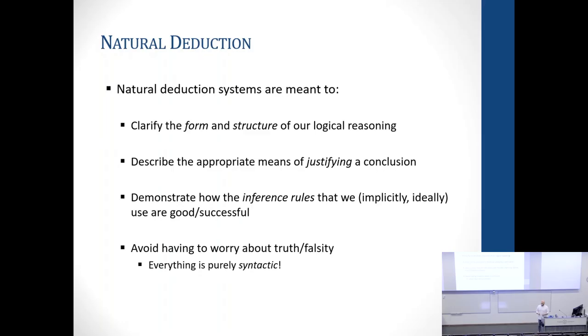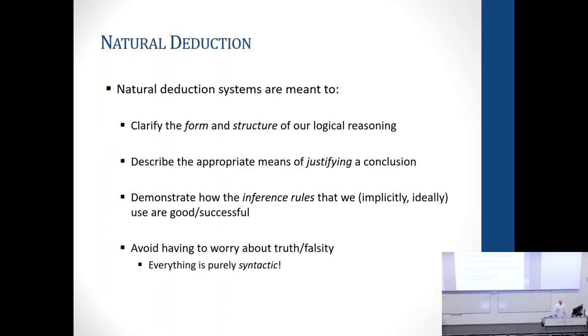In this way, natural deduction systems are meant to do a bunch of things. To clarify the form and structure of our logical reasoning, because a good natural deduction proof will show you the path of reasoning that a reasoner would take to go from premises to conclusion. They describe the appropriate means of justifying a conclusion, again, showing you how the premises support it. They demonstrate how the inference rules that we implicitly, or at least should implicitly, use in our everyday reasoning.